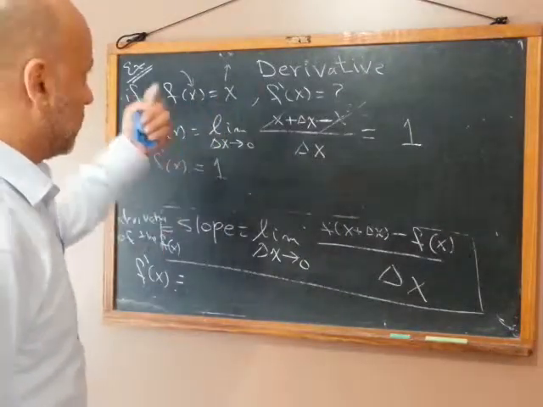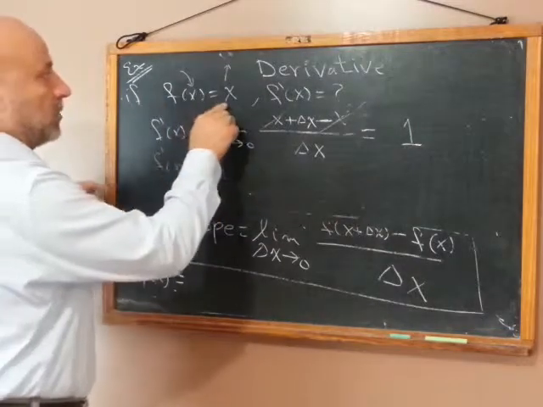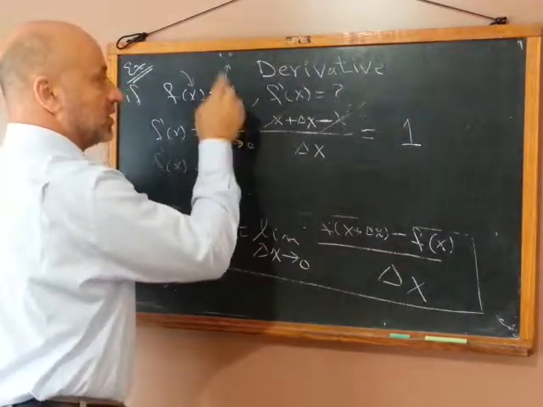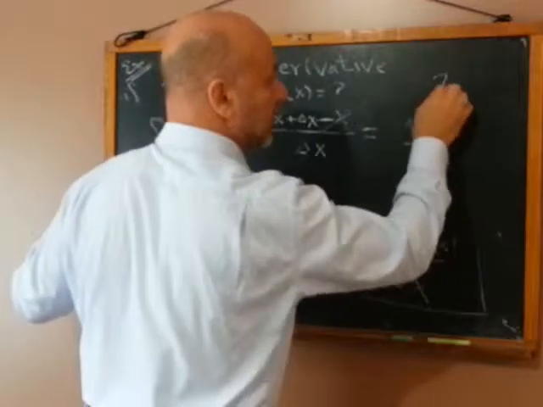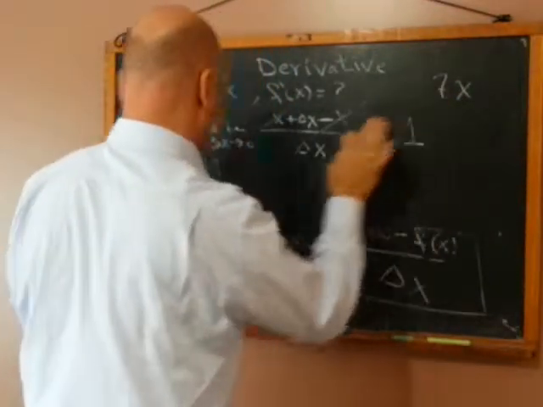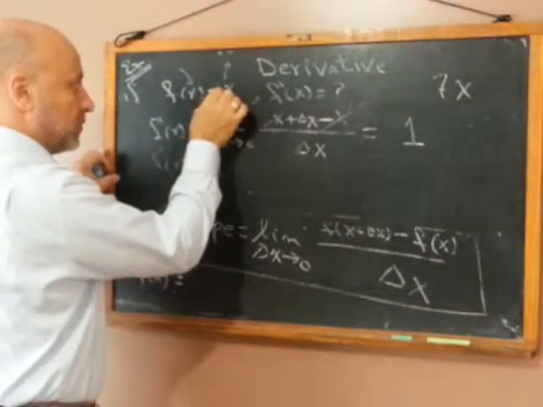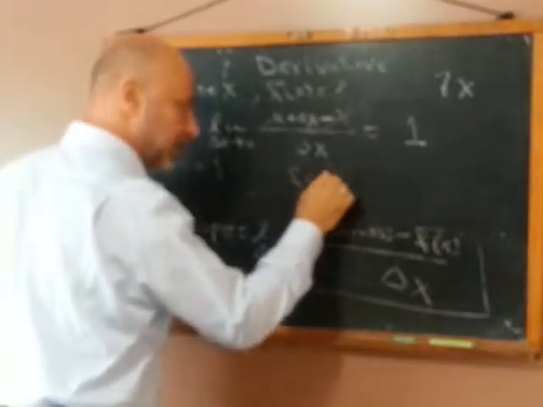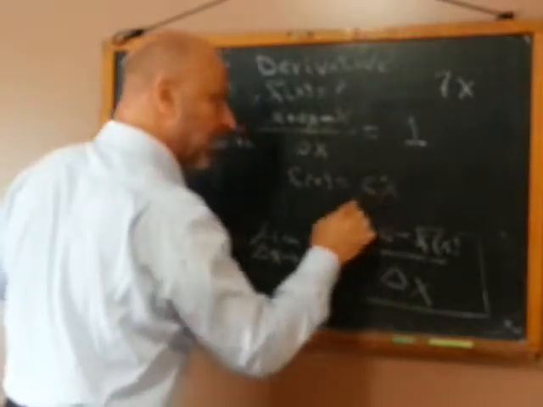We could make it more general, like someone said, oh, why just x? Why don't you say like 7x? Okay, 7x. This 7 is a constant. So if you plug it in again, for example, f of x equals cx, any constant.